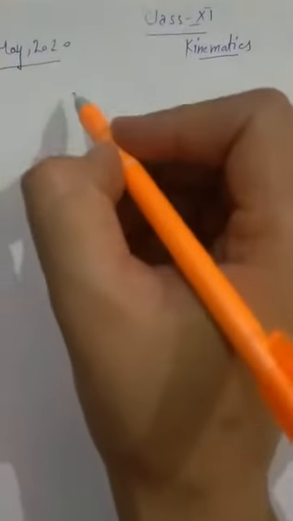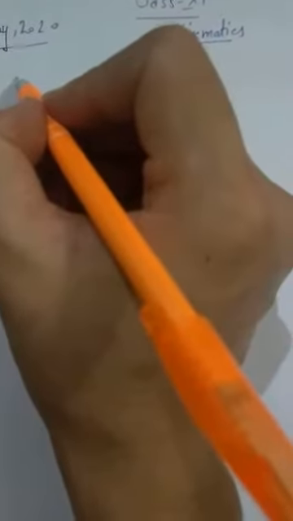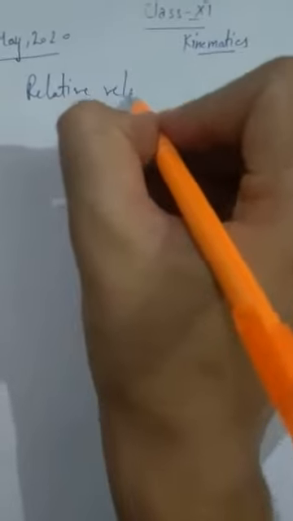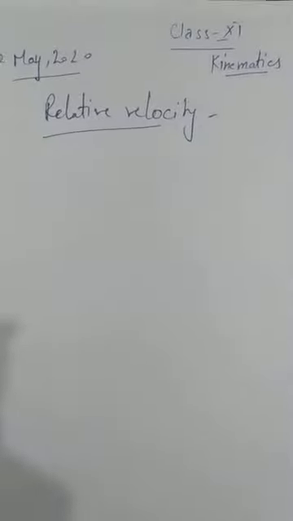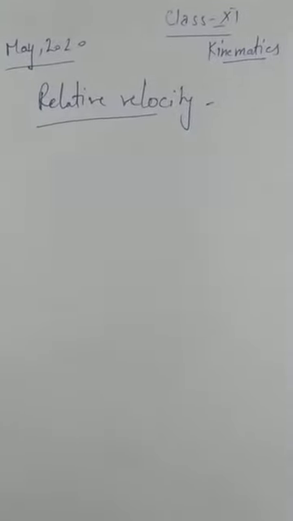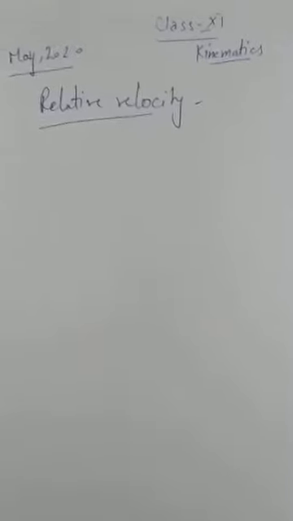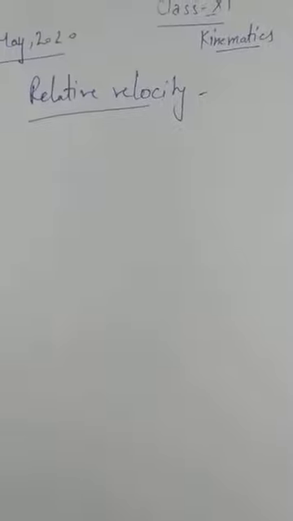Kinematics, up to velocity and speed you have done. Now today we will start our next topic, relative velocity. What is relative velocity? Relative velocity is the velocity of one object with respect to another object. When we take two objects traveling in one dimension with each other, then it is the velocity of one object with respect to another object.